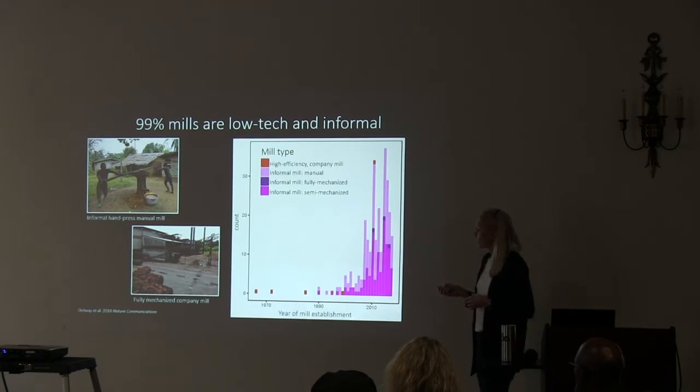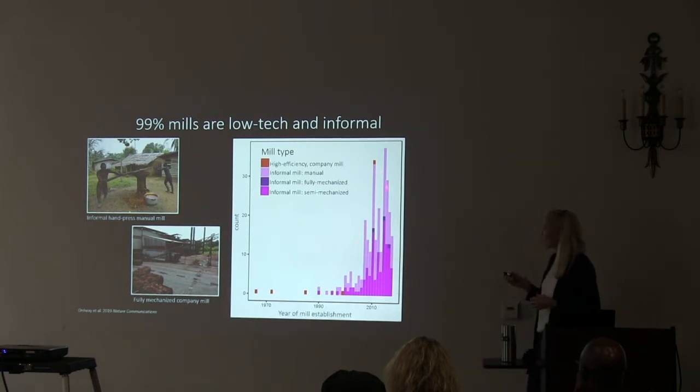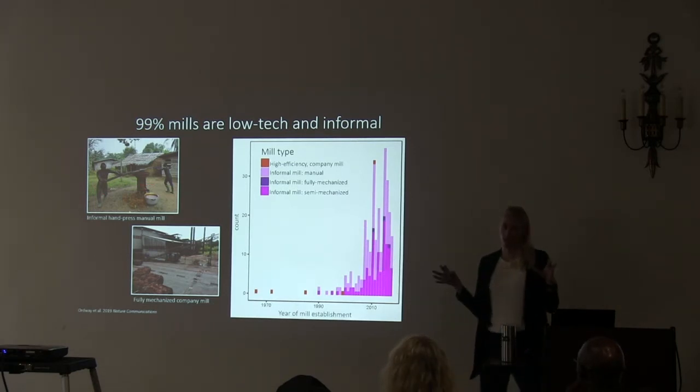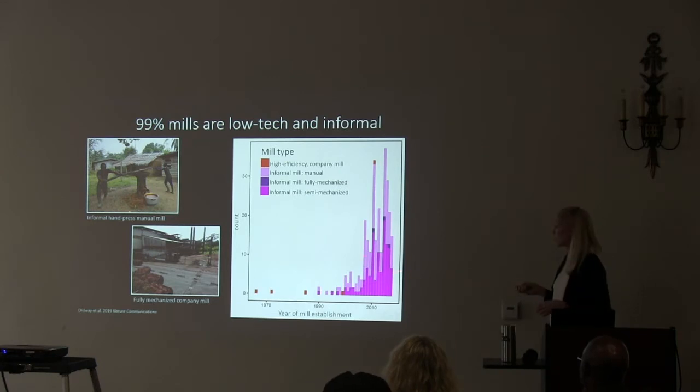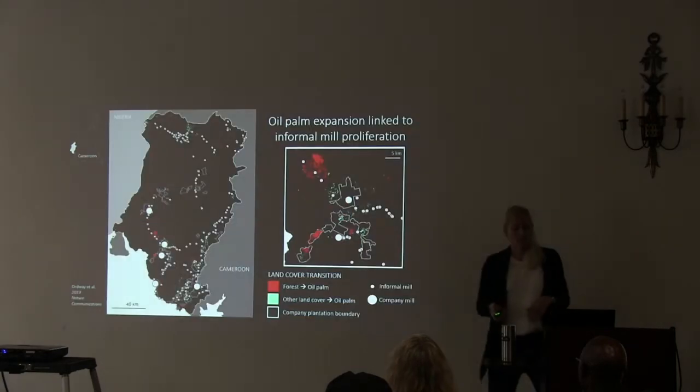And so you're seeing an example of the 2 ends of the spectrum. This is a company mill. The company mills are the 5 orange points here on this figure that's showing the year of mill establishment for all of the 500 mills we mapped. And that's in comparison with, in this case, a completely manual hand press mill, and then there was a huge amount of variation in between. But a lot of these mills, which were established pretty recently, are very poorly mechanized or only semi-mechanized mills.